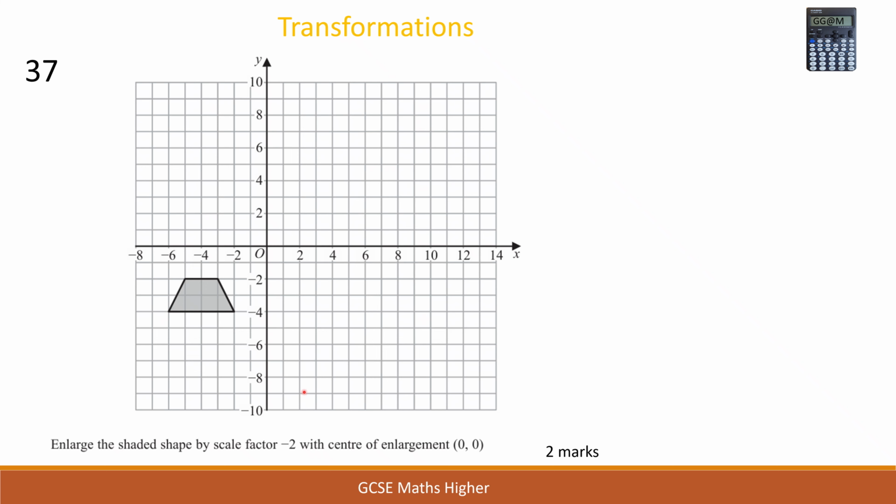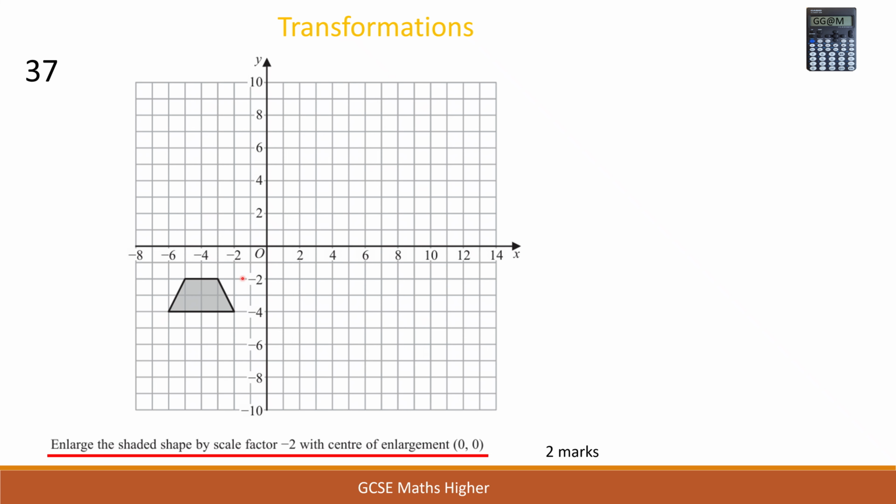Fantastic. So hopefully you've paused the screen and you've managed to get this copied out and you've drawn this out accurately. Have a go at doing the enlargement of a scale factor of -2 with a centre of (0, 0). So here's my origin, (0, 0). Work out the scale factor of -2. Remember, when it's a negative, it goes the opposite direction. And then press play once you've got yourself an answer.